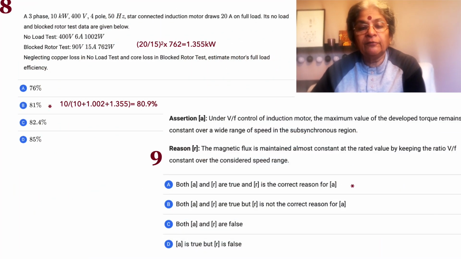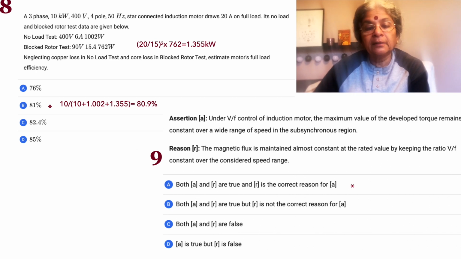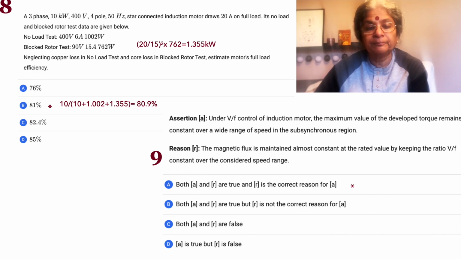So ninth problem, we have an assertion and reason under V by F control of the induction motor, a very important control. The maximum value of the developed torque remains constant over a wide range of speed in the subsynchronous region. Of course, the V by F control is exerted in the subsynchronous region, and you get the maximum torque. So this is right. And the reason being that the magnetic flux is maintained almost constant at the rated value by keeping the voltage ratio V by F constant over the considered speed range.